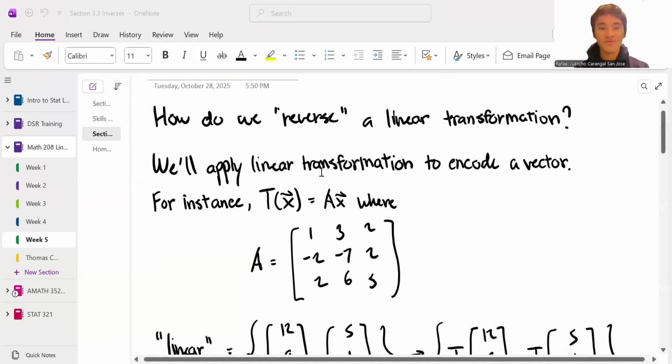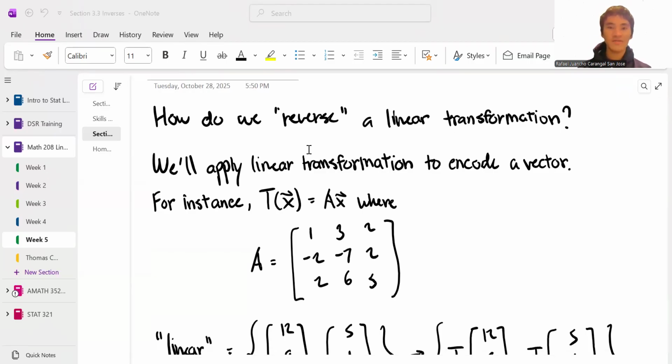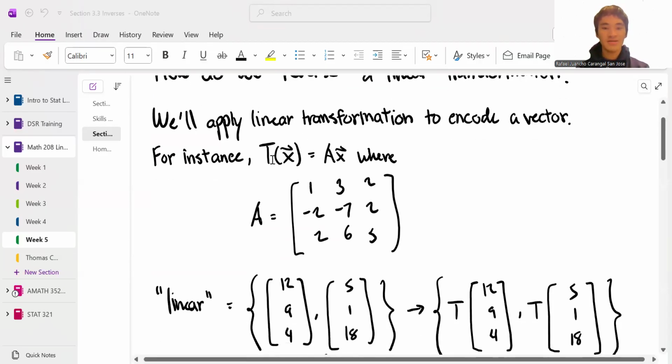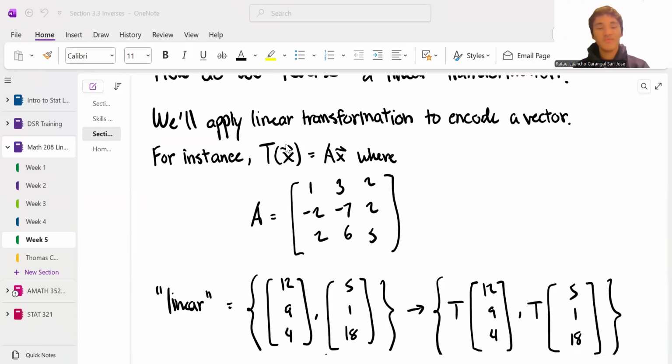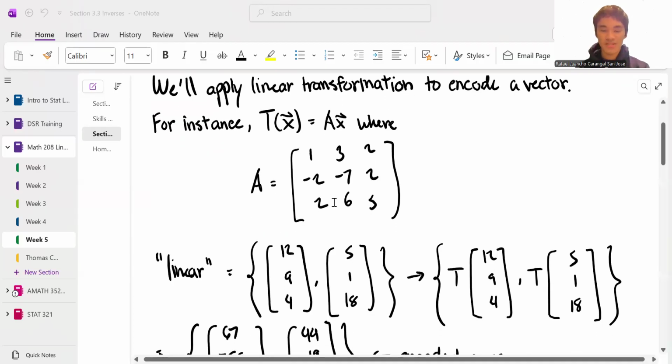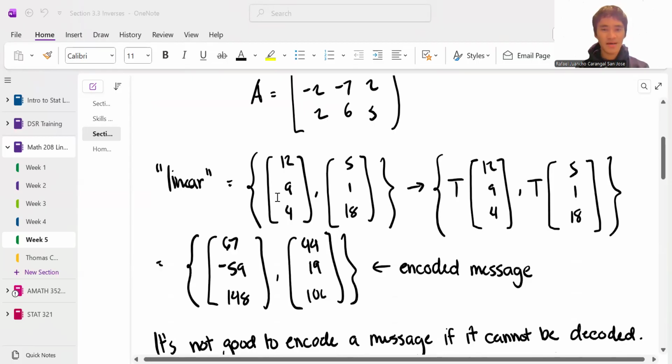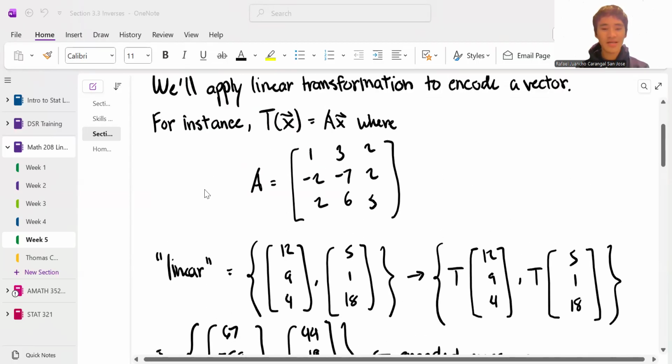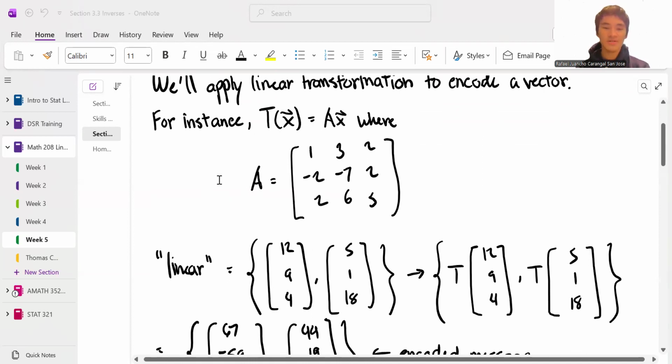First of all, we're going to apply a linear transformation to encode a vector. So we're thinking about this idea of encoding and decoding something, right? Given a vector, when we transform it, it's going to be a new vector. So for instance, say we have this T as our transformation, and we input some vector x, which is the same thing as a mat-vec. So we're multiplying a matrix A by x, where A has, let's say, these entries, and we're going to get some transformation out of this, depending on what the linear transformation is.